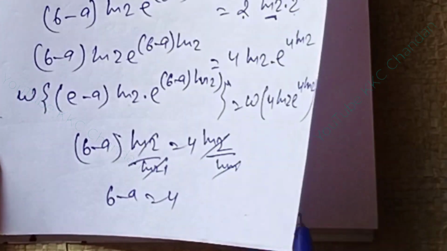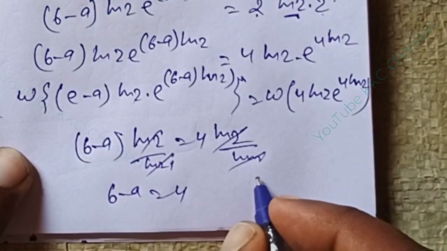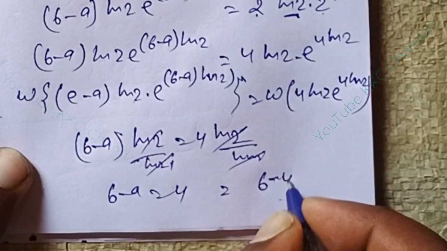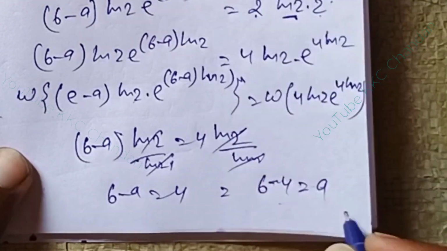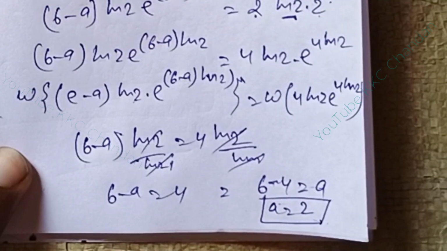Therefore, the value of a is equal to 6 minus 4, and a comes to this side positive. Therefore, a is equal to 2. The final value of a is 2. This is the correct way to solve this problem.